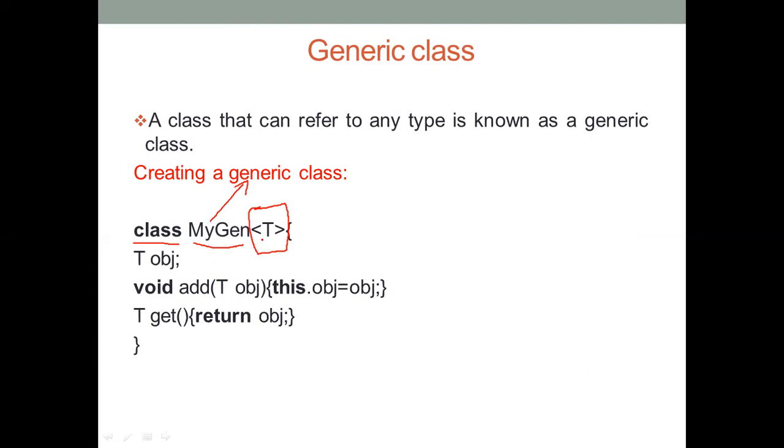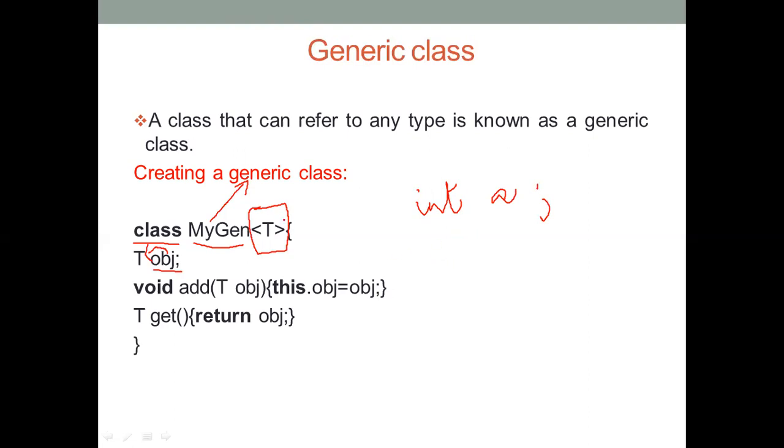So T stands for type parameter. You may create classes with a single type parameter or multiple type parameters. That depends upon the need of your application. Now I have used only a single type parameter. Now what is done within the class? You are creating an object of T. Like if we want to declare an integer variable, what will we say? We will say int A. Now here I want to declare an object of type T.